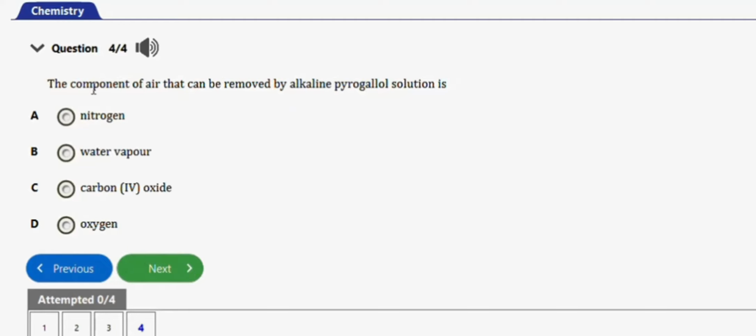The last question says the component of air that can be removed by alkaline pyrogallol solution is, we have nitrogen, water vapor, carbon dioxide, we have oxygen. So the right answer is option D, oxygen. Guys, take note of this particular question.